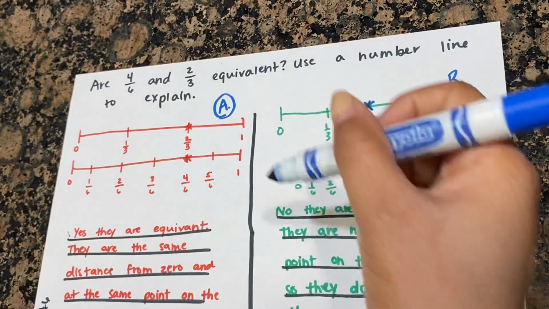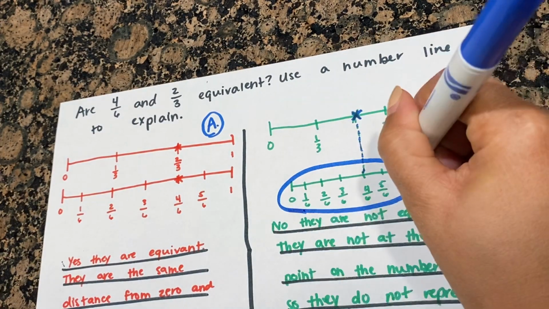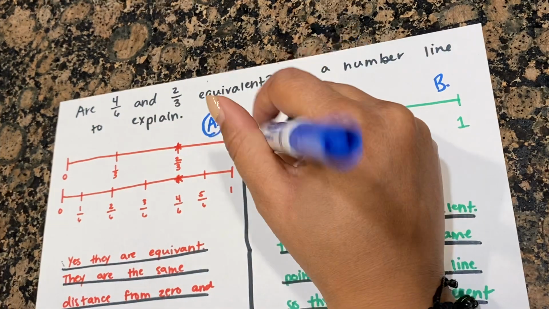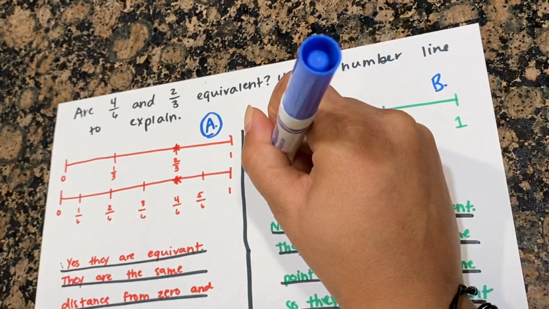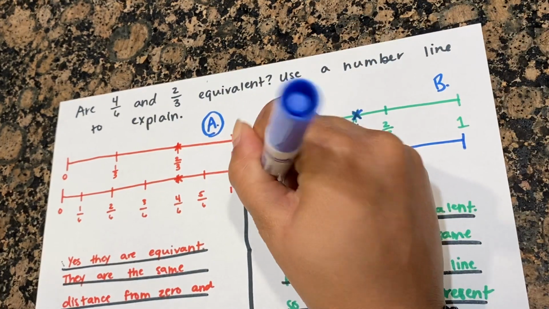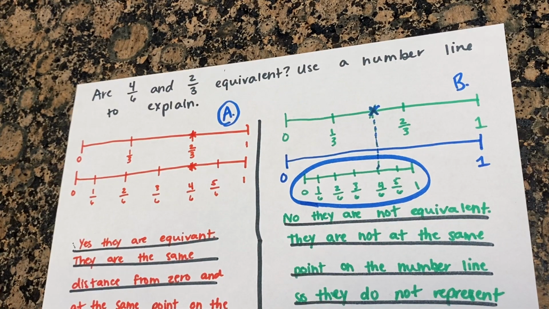That's right. I heard you say when student B drew their 6th, their wholes were not the same size. So they can't even compare these two fractions. So when student B draws their number line, they need to make sure that they represent their thirds and their 6th on number lines that are the same size.